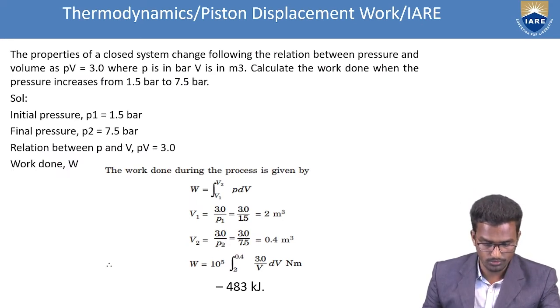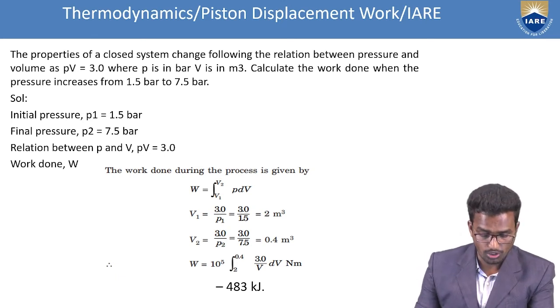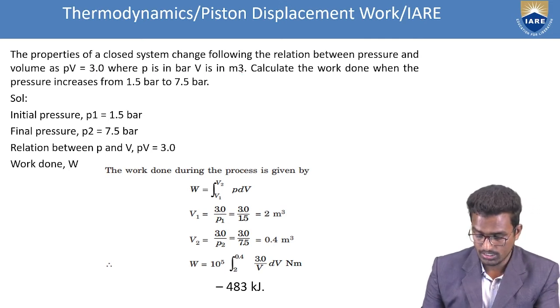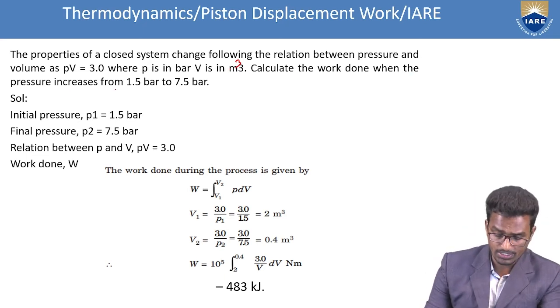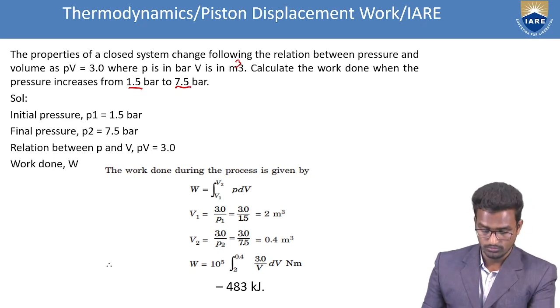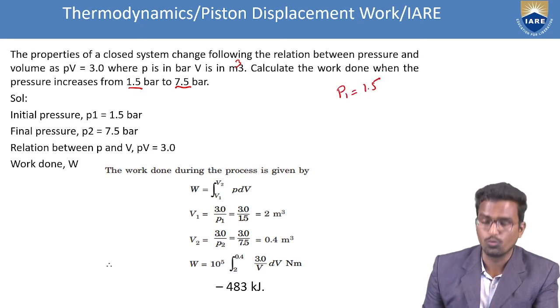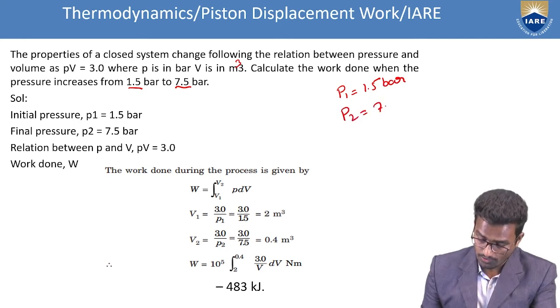Okay, there is one more example we have. The properties of a closed system change following the relation between the pressure and volume as PV = 3, where P is in bar and V is in meter cube. Calculate the work done when the pressure increases from 1.5 to 7.5. So, the initial pressure P1 is 1.5 bar. The final pressure is 7.5 bar.